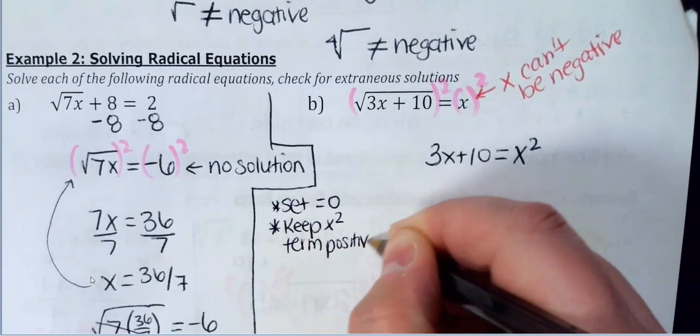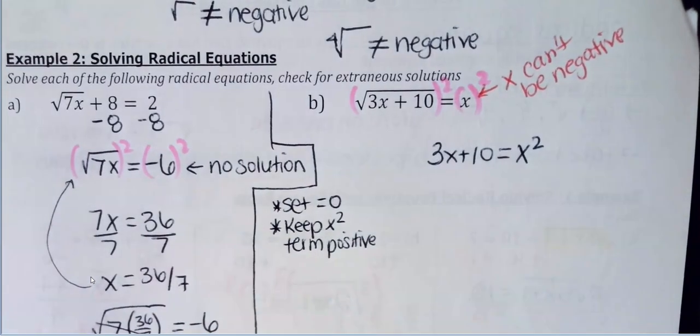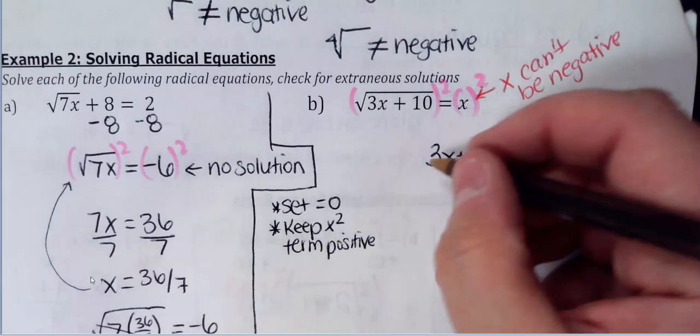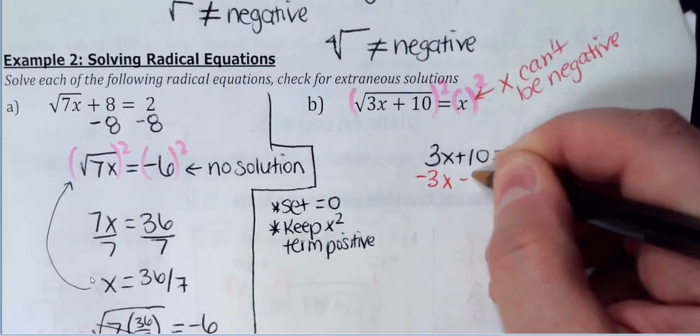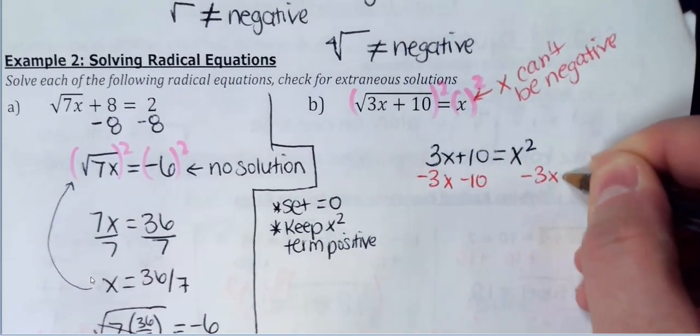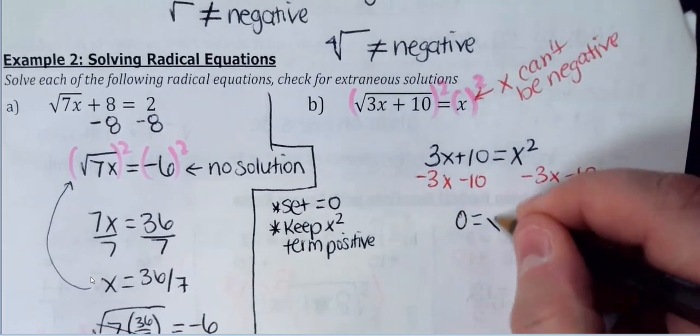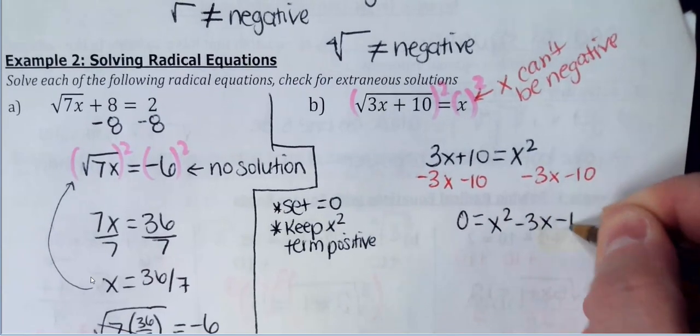It might be moving more stuff to do that, but if you want to try to factor, which I will not give you a problem that you can't factor in this section. So you can use the quadratic formula or you can factor, but I would set equal to 0 in a way that the x squared term is positive. So to do that for this problem, it's a little more work, but I would subtract the 3x and I would subtract the 10 to do that. So I'd get 0, and then you'd have x squared minus 3x minus 10.